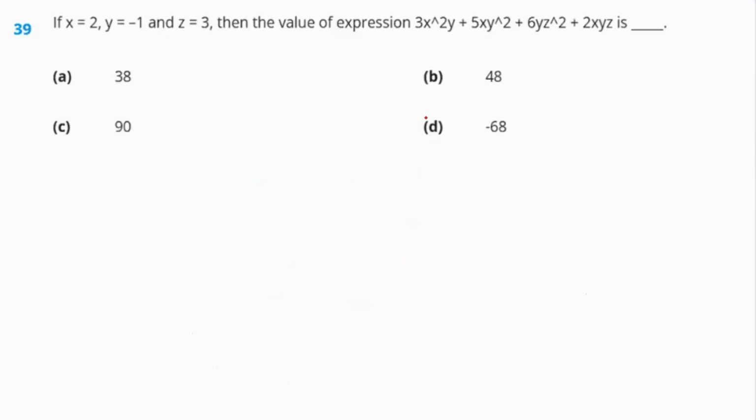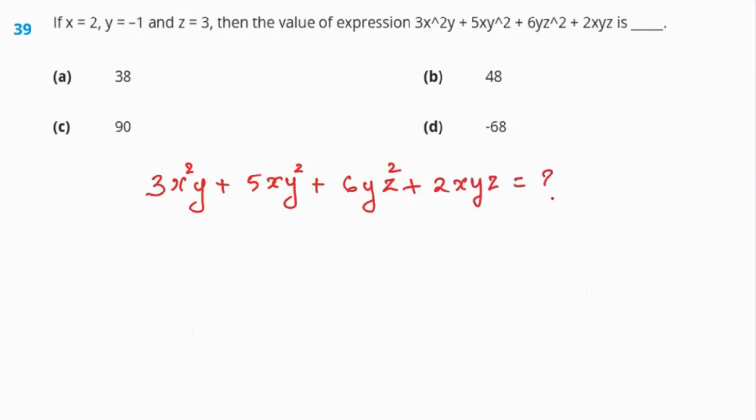Next question. If x is equal to 2, y is equal to minus 1, and z is equal to 3, then the value of the expression 3x square y plus 5xy square plus 6yz square plus 2xyz is equal to what? This we have to find. They have given the values of x, y, and z, and we have to substitute these values in this expression and find it. Okay, so here x is 2.